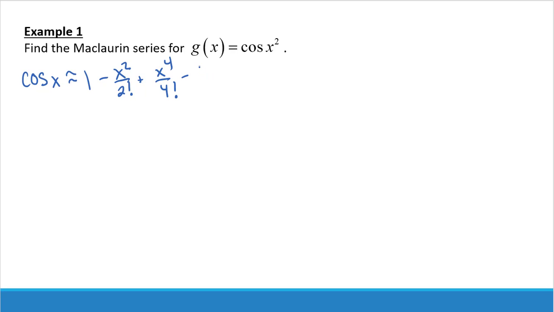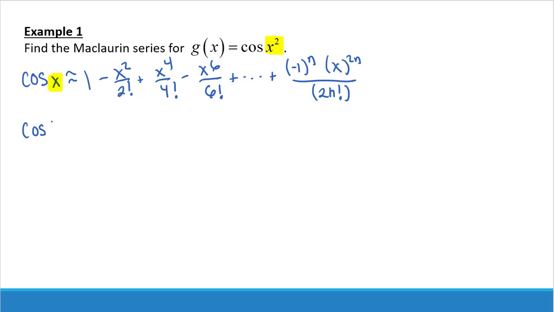Make sure you're paying attention to what they want for the number of terms. I'm going to give you the general term. We've already talked about this. What you do is you replace your x with an x squared. So I now have the cosine of x is approximately. Notice how it's not equals.